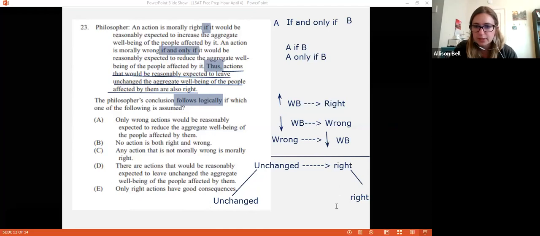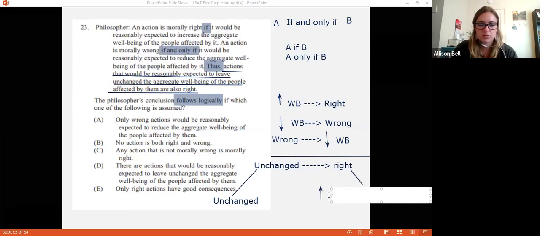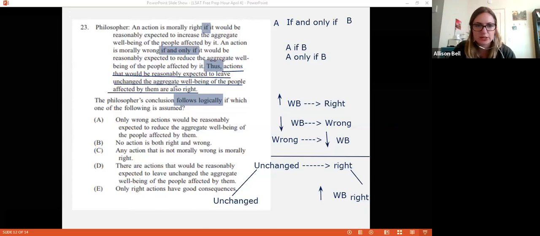Well, I see that if it increases well-being, that must mean that it's right. That's from my premises, so I'll put that in here. And what do I know if it's unchanged? It says if it's unchanged, so it's reasonably expected to have unchanged the aggregate.